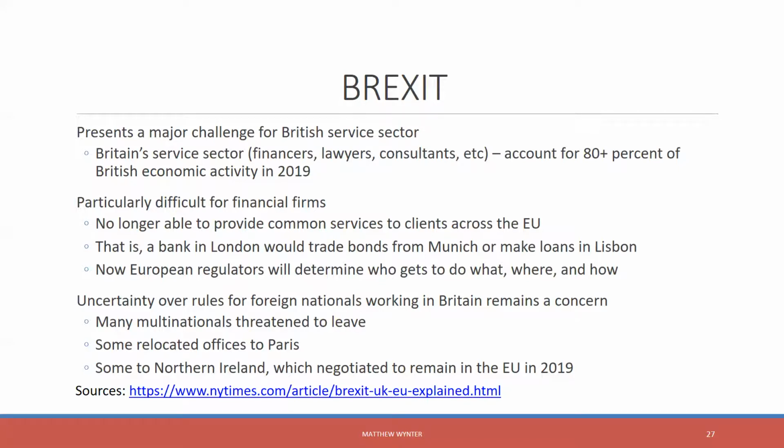Many multinationals threatened to leave, and some relocated offices to Paris. Some others relocated to Northern Ireland, which negotiated to remain in the EU in 2019. So, with that uncertainty, we have firms that are choosing to operate and organize themselves differently. And again, we're talking about the choice of the UK to remain or to leave the EU.